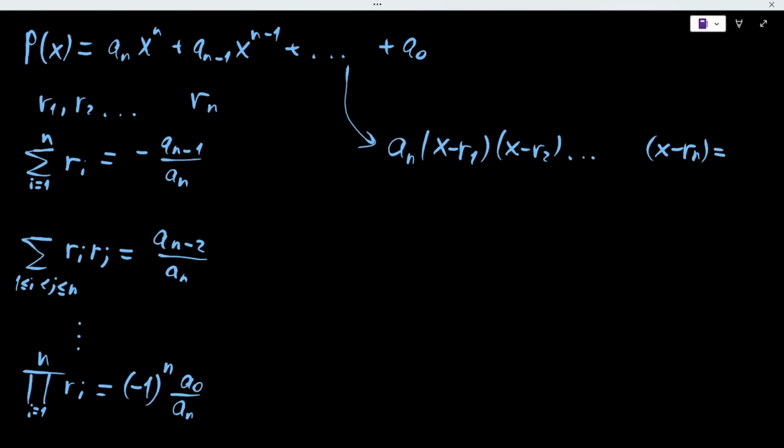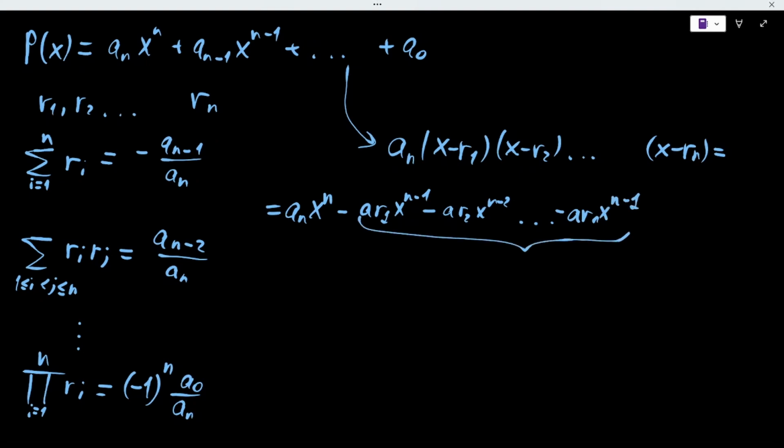So this can be rewritten as: the first coefficient is very easy to compute, an times x to the power of n. And the second coefficient, the coefficient of x to the n minus 1, will be minus an times r1 times x to the power of n minus 1, minus an times r2 times x to the power of n minus 1, and so on. All of the roots, the sum of all of the roots, an times rn times x to the power of n minus 1. Here we can see that the coefficient of x to the power of n minus 1 will be minus an r1 minus an r2 and so on.